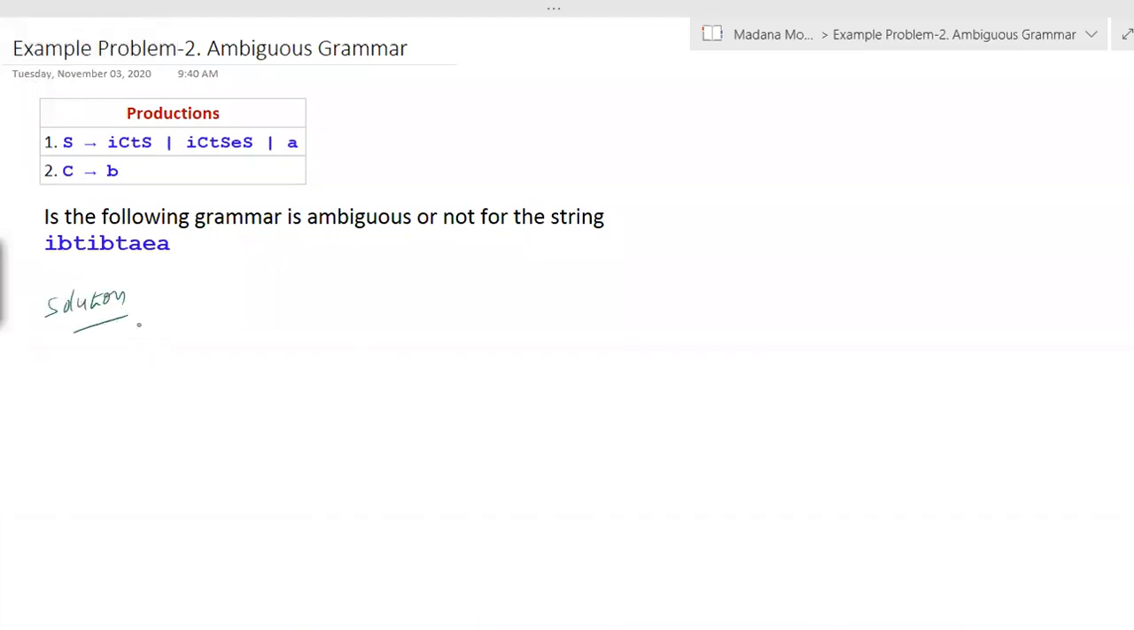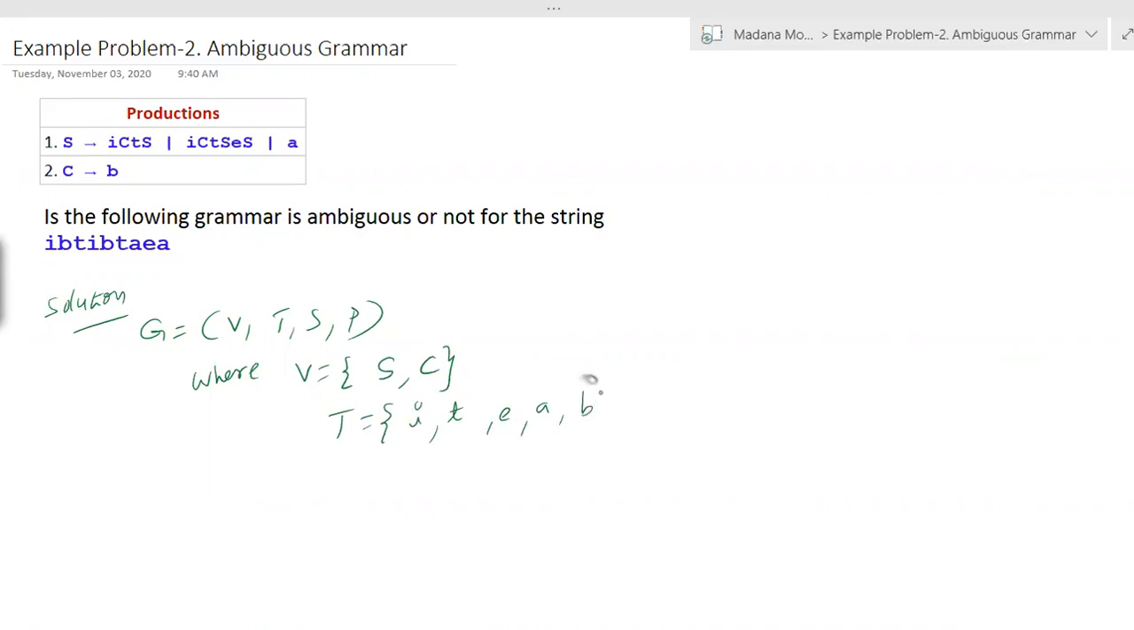So now here the given grammar G equal to (V, T, S, P), where what are the variables here? The grammar consisting of two variables, that is S and C. The first production starting with S, second production starting with C. Now T, terminals are all lowercase letters, digits, operators, whatever. Here we have small i, small t, then small e, then small a, then small b. These are all the terminals of this grammar.